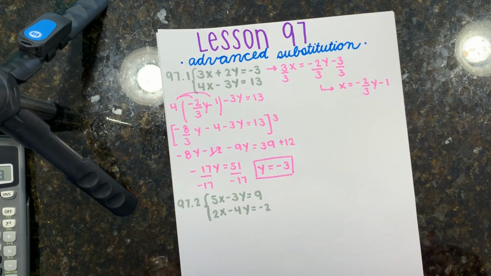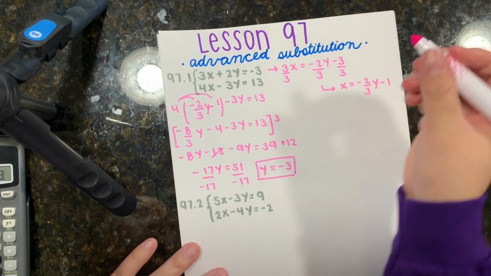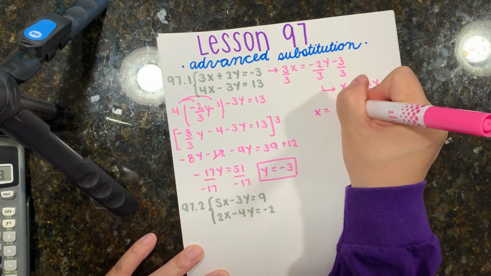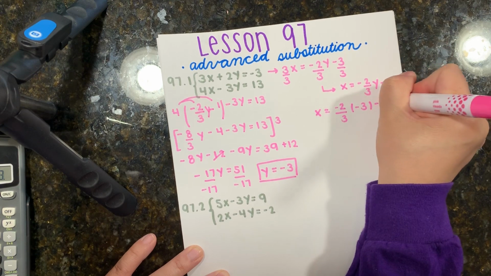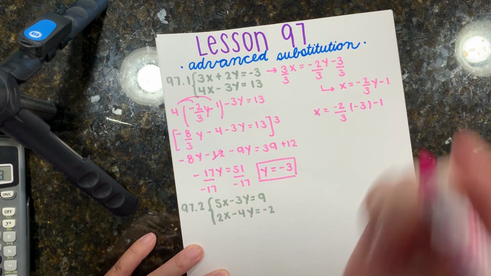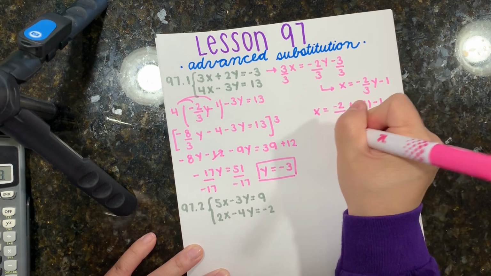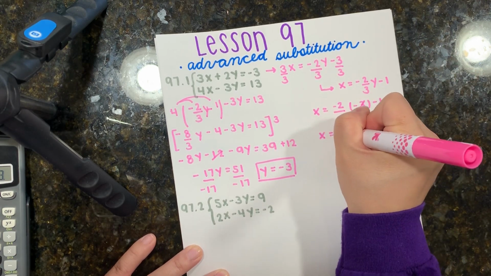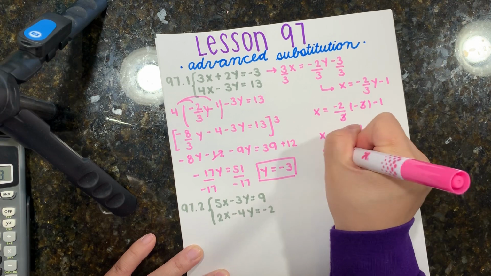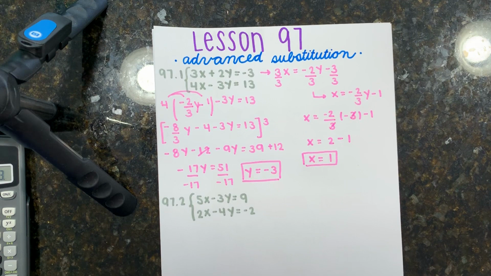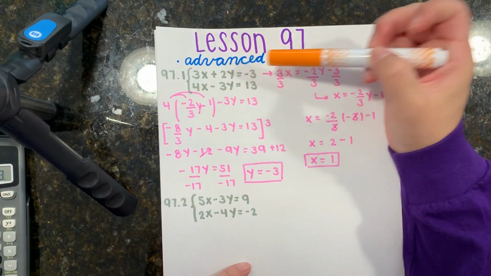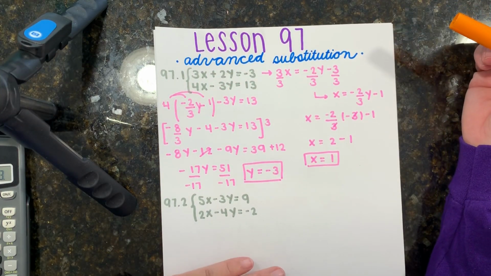Once you've done that, we can take that value and plug it back into here to solve for x. So x is going to be equal to negative 2/3 times negative 3 minus 1. A negative times a negative is a positive, so I'd end up with positive 2. So x would be positive 2 minus 1, so x is equal to 1. So with advanced substitution, you still need to solve by substitution like it says in the problem, and just follow that direction. Solve for one of the letters and then substitute it into the second equation.